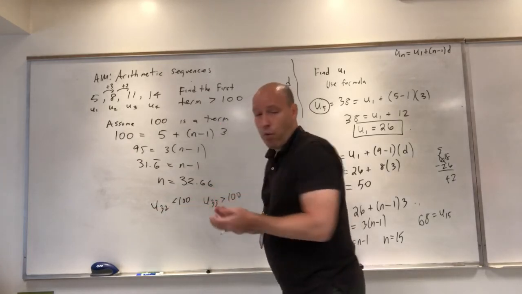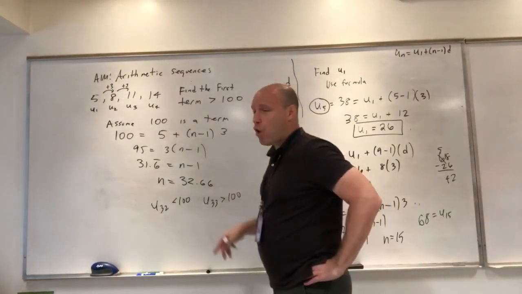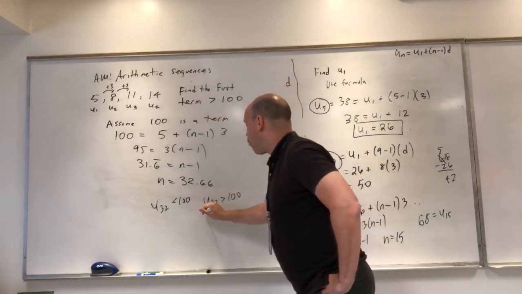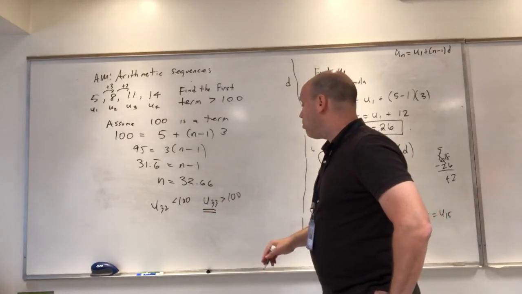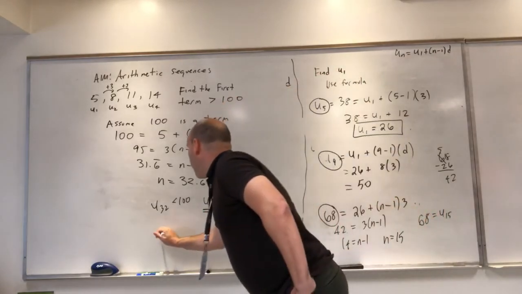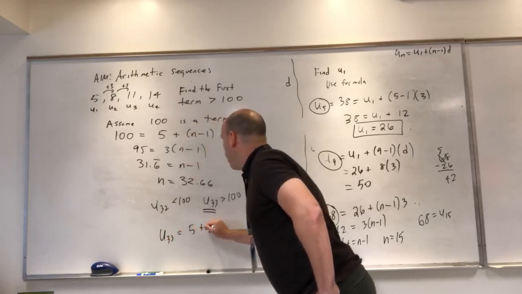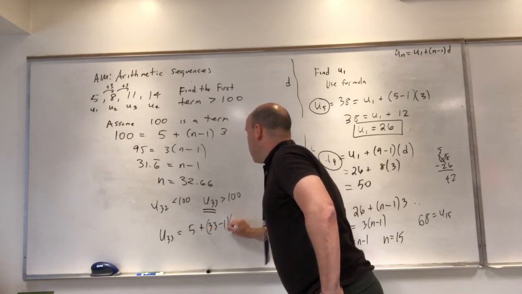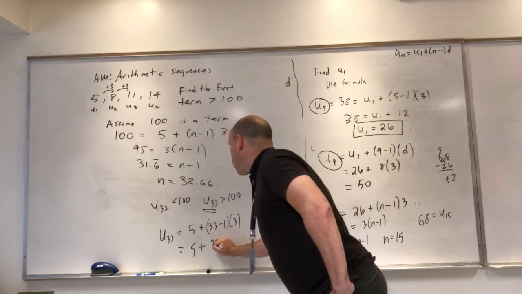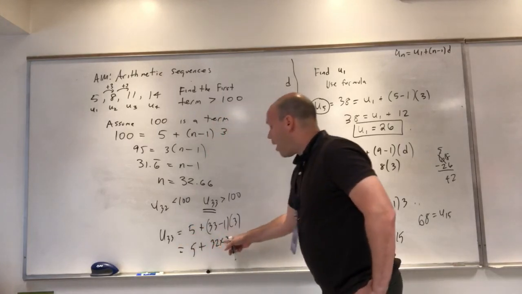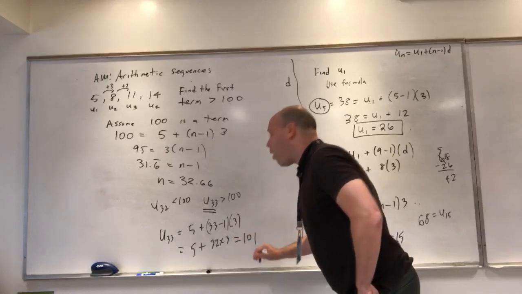Therefore, the first term greater than 100 is the 33rd term. And then you can quickly figure it out. U of 33 is equal to 5 plus 33 minus 1 times 3. Use your calculator. 5 plus 32 times 3. 32 times 3 is 96. 96 plus 5 equals 101.